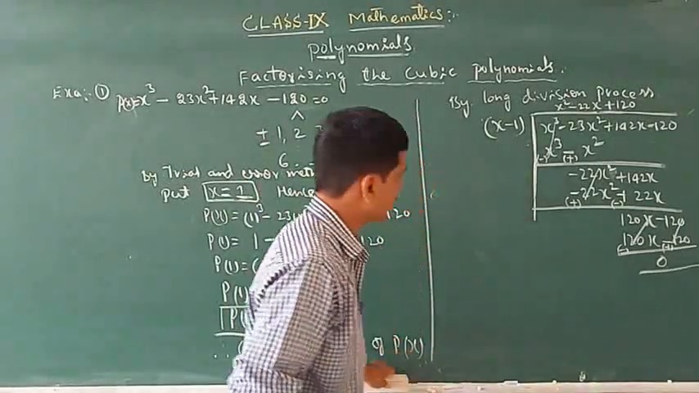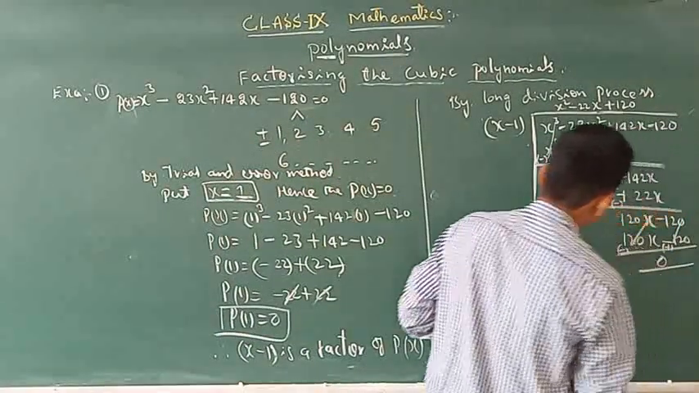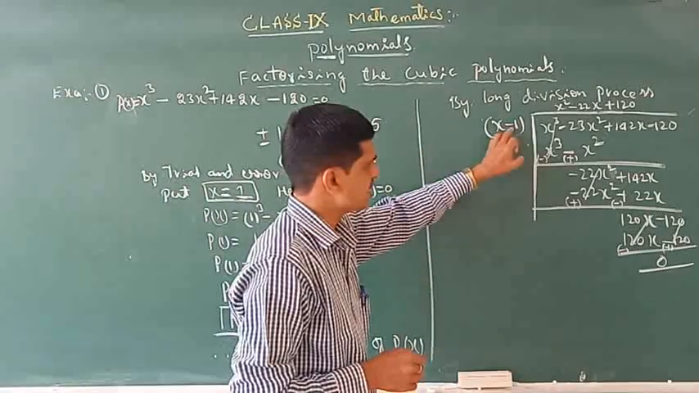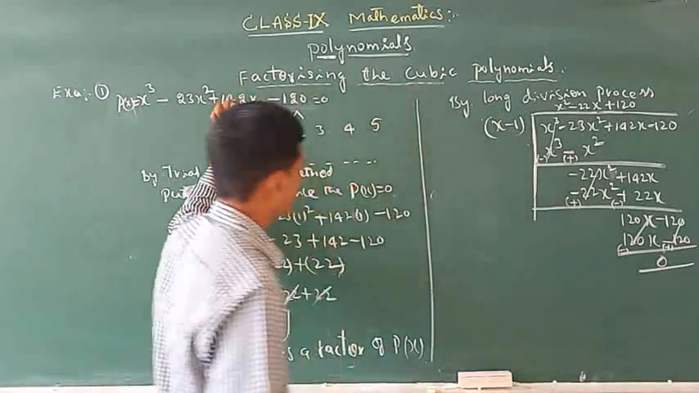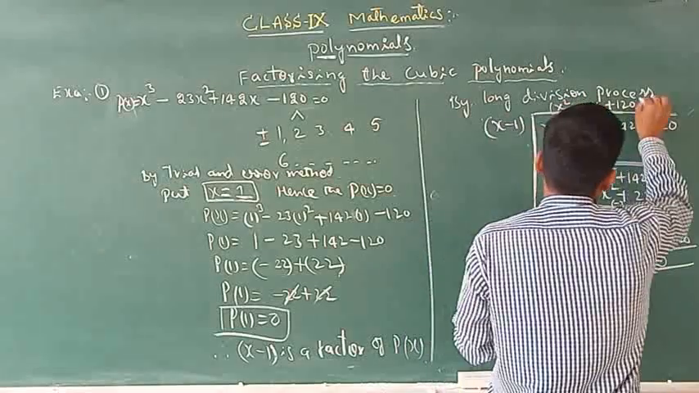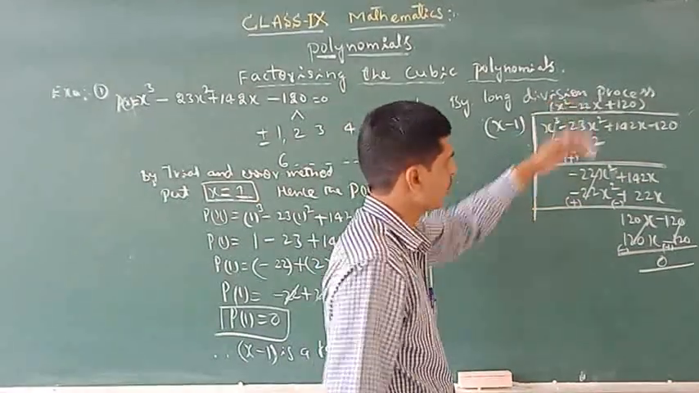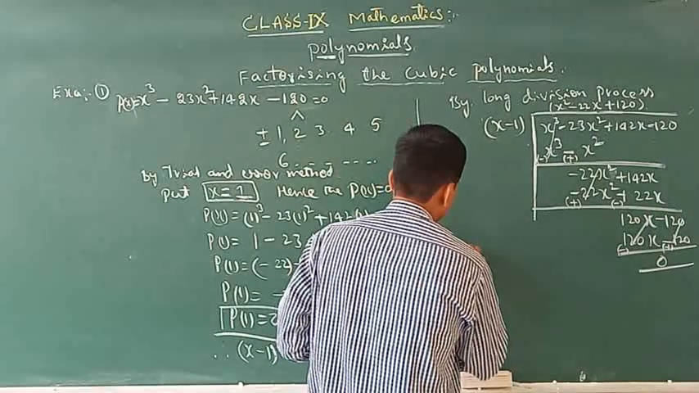So through this, what can we understand? When the remainder comes 0, it means exactly x minus 1 is a factor of this polynomial. This is proved. And we also require another two factors. That is by how? By taking this quotient. Okay, simplify this quotient.